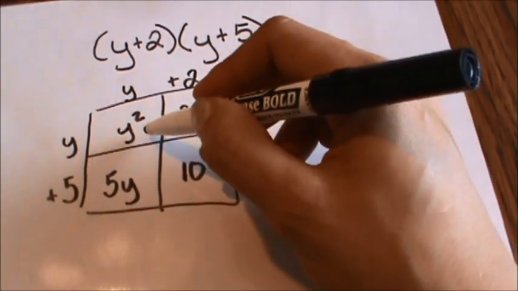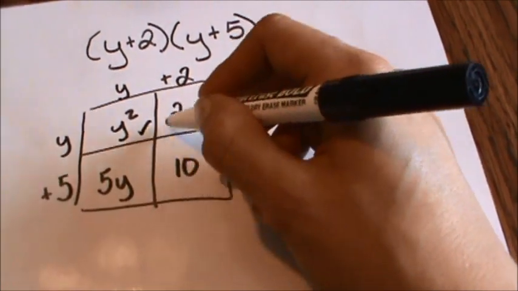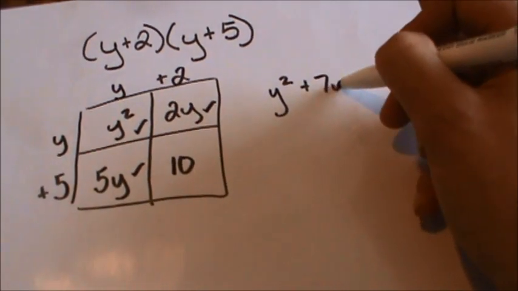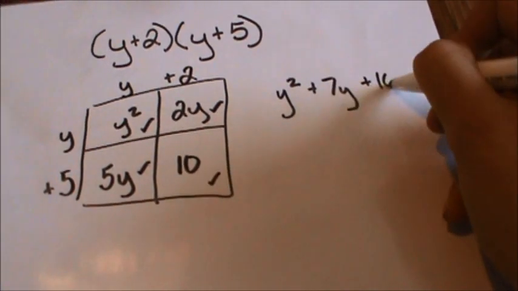We pick the highest power first, so that's this one, and we write it as y squared. These two are like terms, so we're going to combine them together to get 7y. And at the end we have the plus 10.